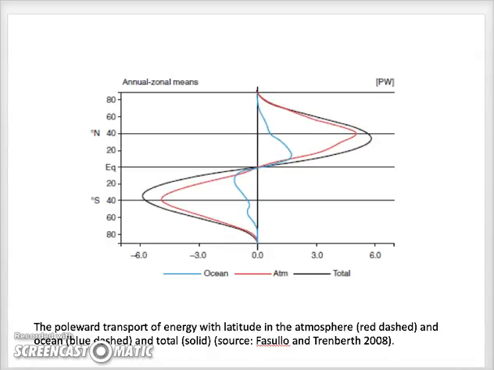This graph shows the poleward transport of energy with latitude in the atmosphere: the red dashed line is atmosphere, blue dashed is ocean, and total is solid. The net radiation is positive equatorward of about 35 degrees latitude and negative poleward of that latitude. This requires a poleward transport of energy to maintain radiative equilibrium at each latitude.